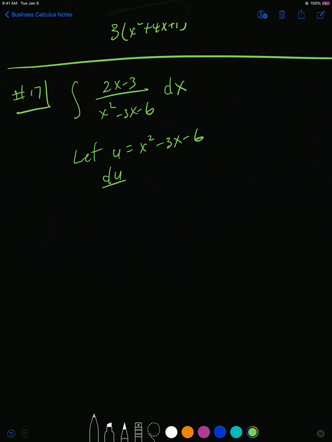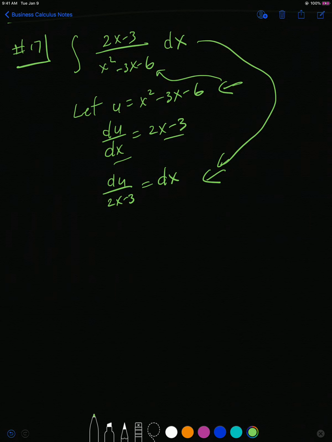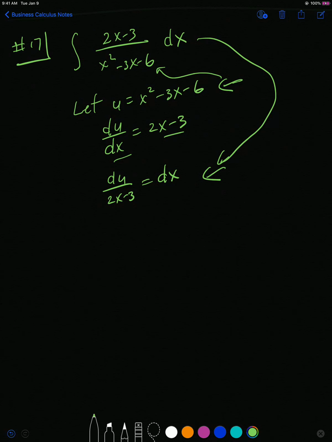Therefore, du/dx is 2x minus 3. We know these two switch places, so du divided by 2x minus 3 equals dx. We take the first line and the last line and put them in. This becomes u, and this becomes du divided by 2x minus 3.